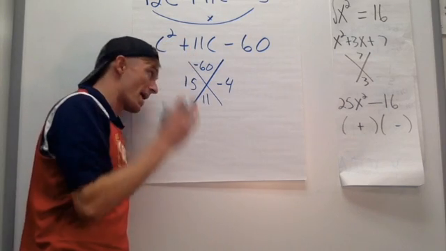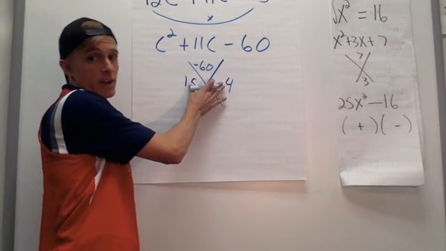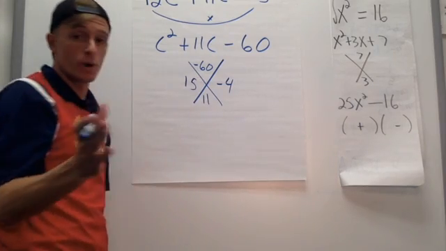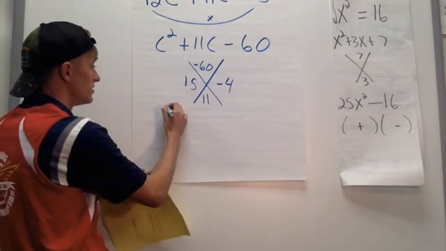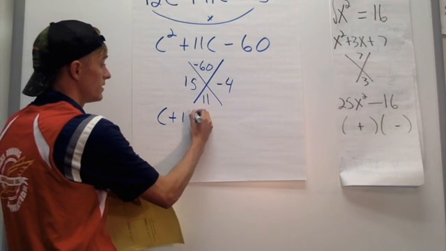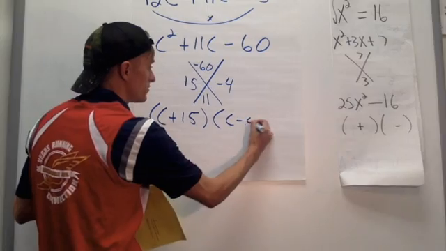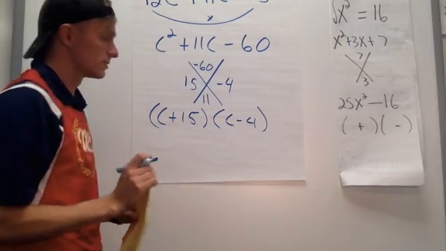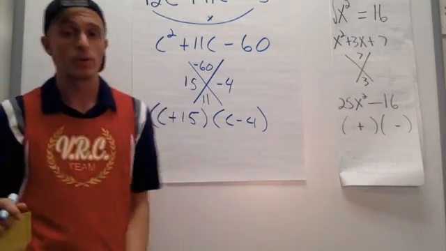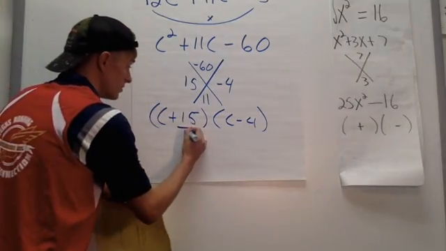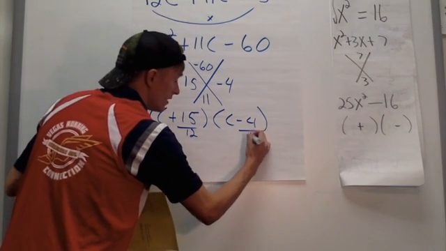Okay, welcome back. Now we're going to finish this off. I know some of you may not have gotten that. I wanted you to practice the end part. So what you should have done is you should have gotten C plus 15 and C minus 4. Okay, what number did we drop? We dropped 12. So we got to bring our 12 back in. So divide by 12, divide by 12.